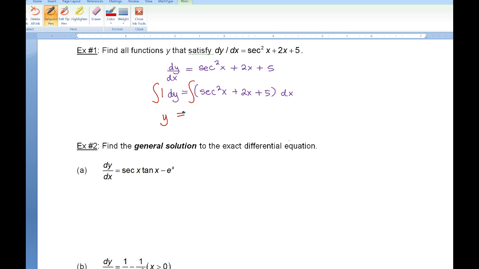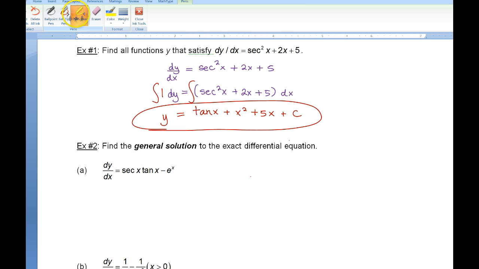What's the antiderivative of secant squared? It's going to be tangent of x plus, then you're going to get 2x squared over 2. So the 2's are going to cancel, so it just becomes x squared plus 5x. And then there's something we put at the end: C. Now, right here it says find all functions y that satisfy dy dx equals secant squared x plus 2x plus 5.